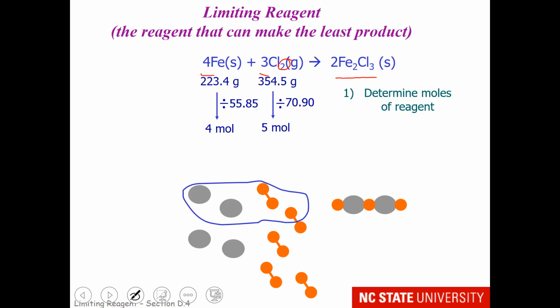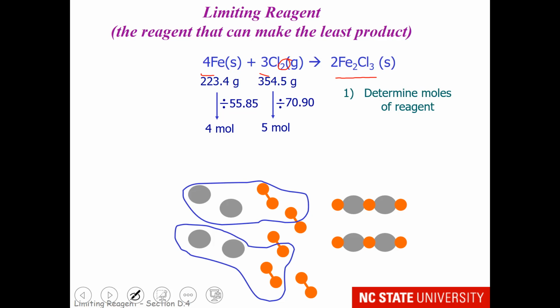So I've made one circle. Can I make another circle containing 2 irons and 3 chlorine atoms? Yes, I can. I can make a second circle. Can I make a third circle? No, because I'm out of iron. So this circle method tells me my limiting reactant.